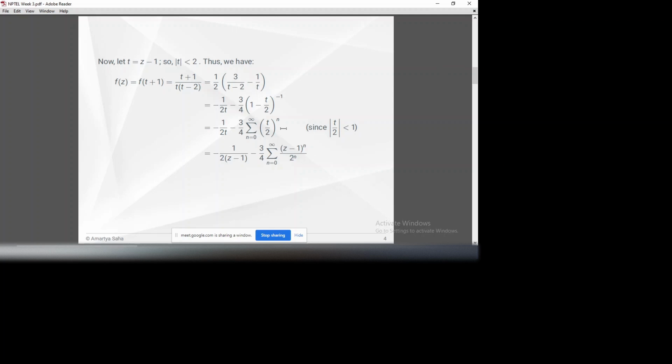Okay. So this is the power series we were after, and then finally we again substitute z instead of t, and simply we get this power series. So this is our final answer. So yeah, that was the answer to this question.